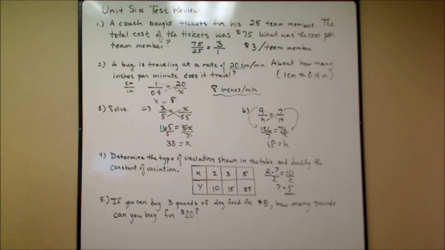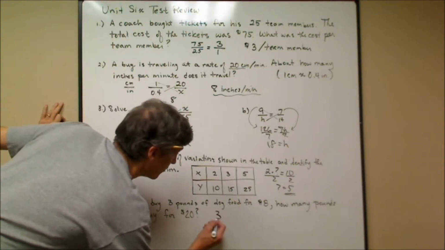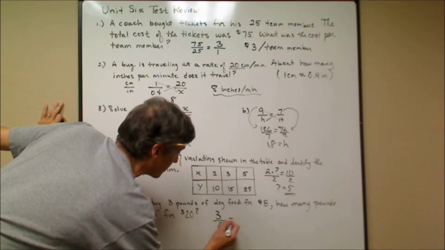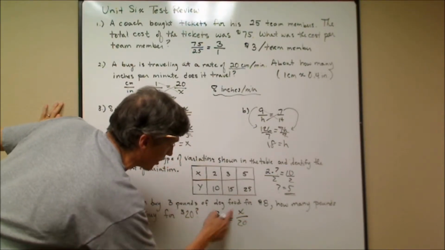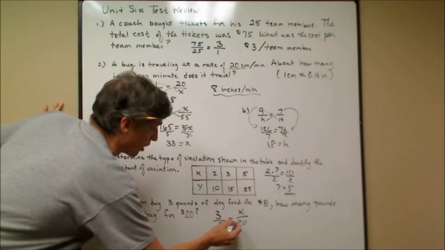The fifth problem, excuse me. If you can buy 3 pounds of dog food for $8, how many pounds can you buy for $20? I'm going to set up a proportion. I'm going to have 3 pounds is the $8. How many pounds is the 20? Notice it's pounds to dollars, pounds to dollars. I'm going to cross multiply.